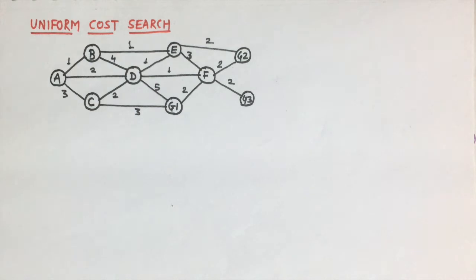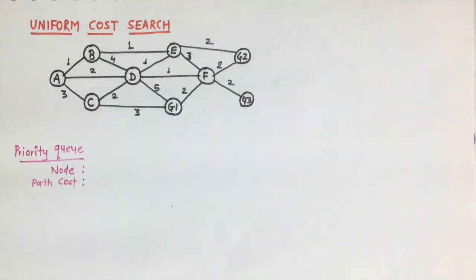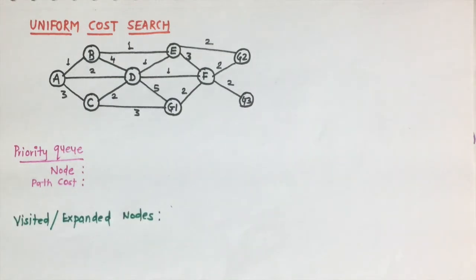Consider this graph. It represents state space of a problem. In this graph, A is the initial state, G1, G2 and G3 are goal states. To find which node should be expanded next, priority queue is used. So here we will have node along with its path cost g of n. Path cost g of n of node n is the cost to reach node n from initial state.